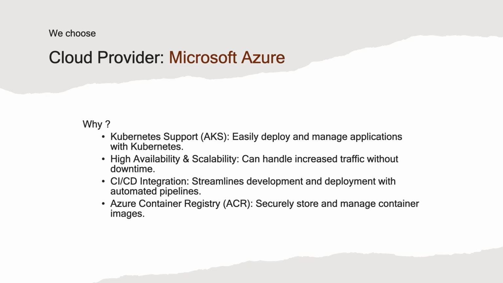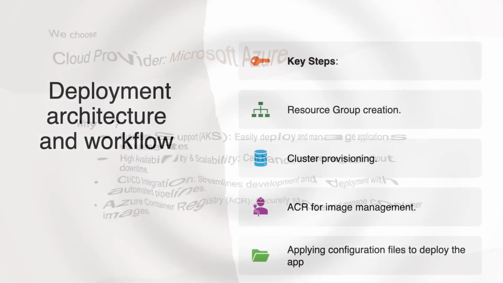Secondly, high availability and scaling features. Azure ensures that our application can scale automatically based on user demand while maintaining high uptime. Thirdly, integration with CI/CD pipelines. Azure works seamlessly with tools like Azure DevOps to automate our build and deployment process, saving time and reducing errors. Fourthly, Azure Container Registry. This provides a secure way to store, manage, and retrieve our Docker container images.